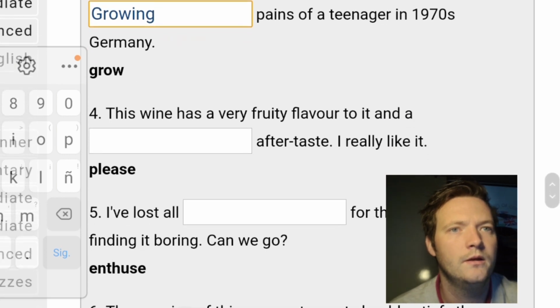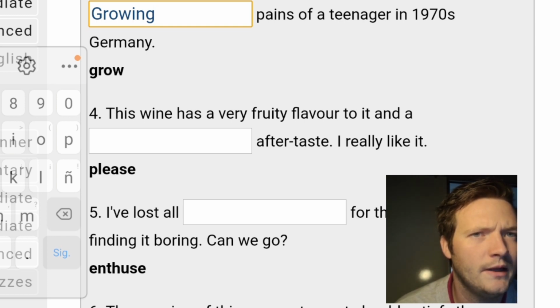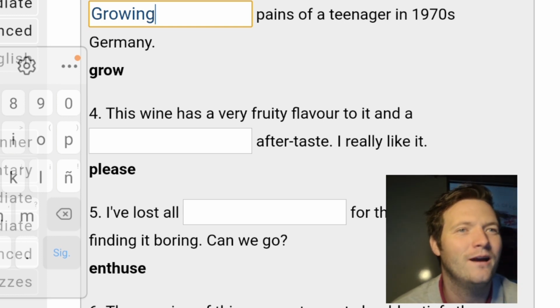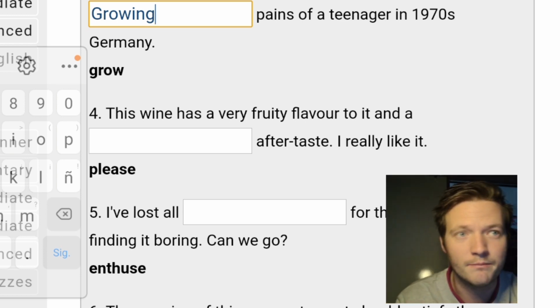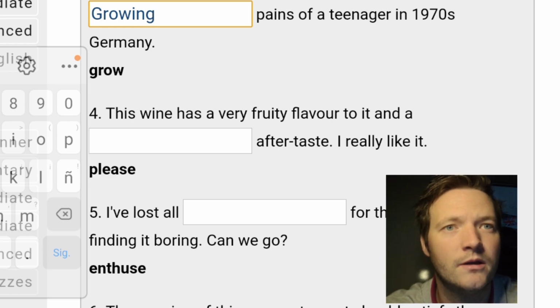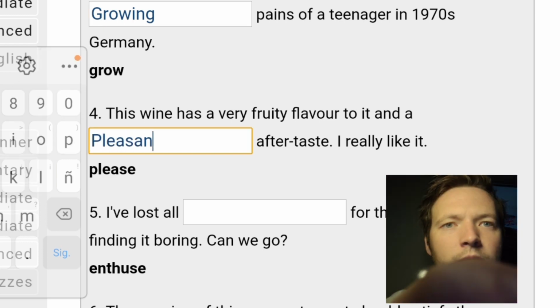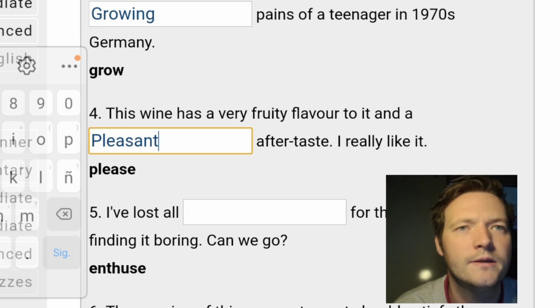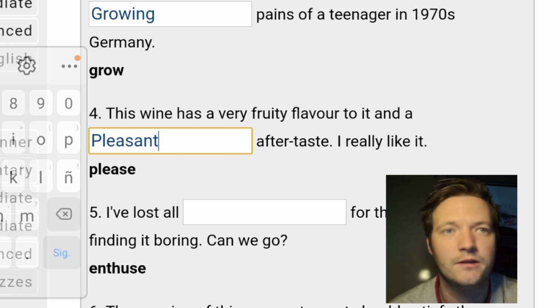Yeah. This wine has a very fruity flavour to it. And please aftertaste, I really like it. Well, again, often they put these words in because if they end in E, a lot of people aren't sure how to put the suffix on. This would be pleasant, so we take the E off the end, and there we go. Pleasant. Has a pleasant aftertaste. It leaves a nice taste in your mouth.